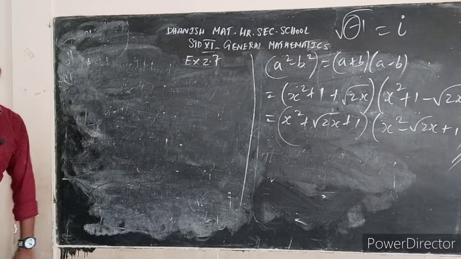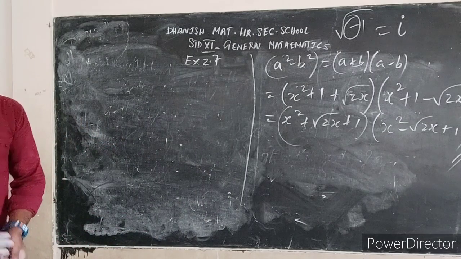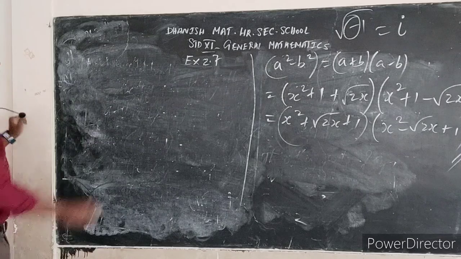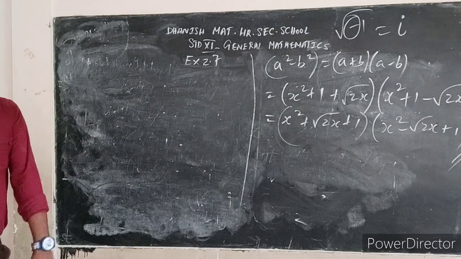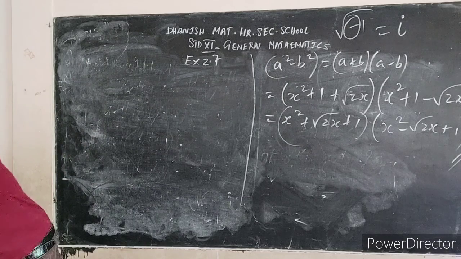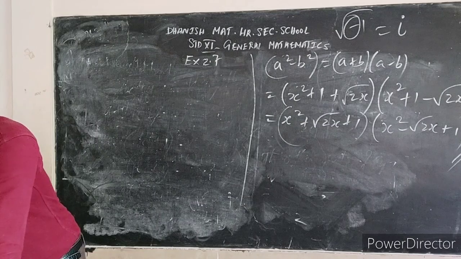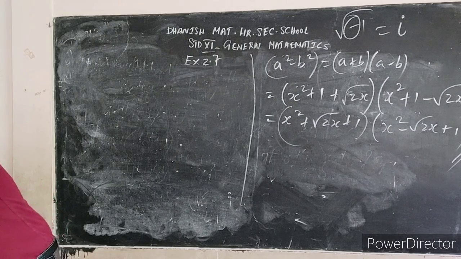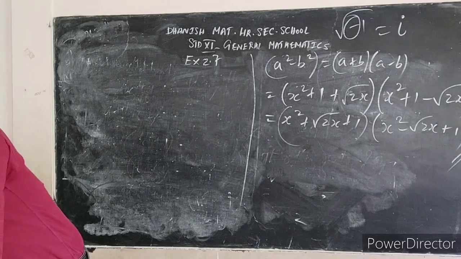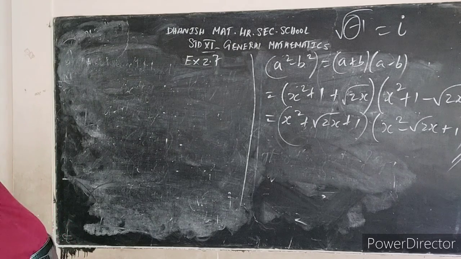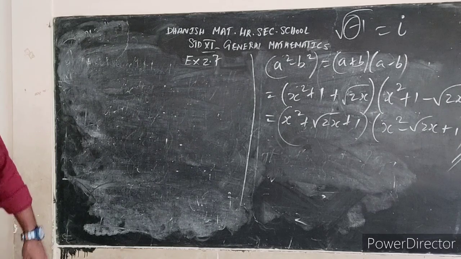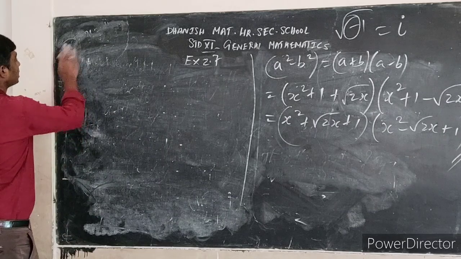What is the second question here? If x square plus x plus 1 is a factor of the polynomial 3x cube plus 8x square plus 8x plus a, then find the value of a. So what is the factor here? x square plus x plus 1. What is the polynomial here? That will be this polynomial only.